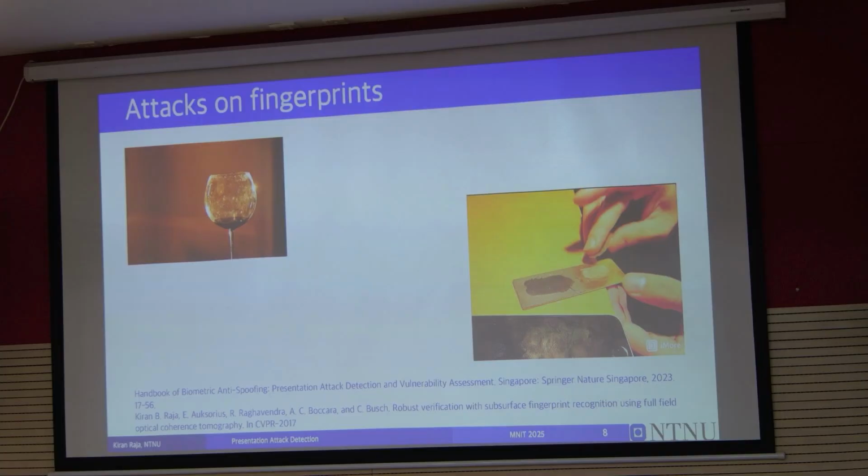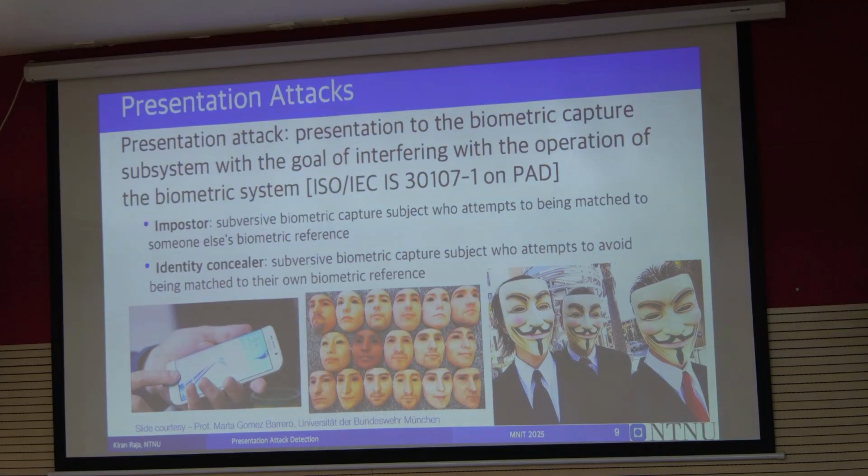Good. So in that case, what are we interested in? We are interested in detecting the imposters and the people who are concealing their identity. I might be doing it for the sake of not disclosing myself, or I might be interested in pretending to be somebody else, right? So presentation attack detection is all about the biometric capture subsystem, where it can detect if this is an attack or not an attack, such that the other operations are not impacted.